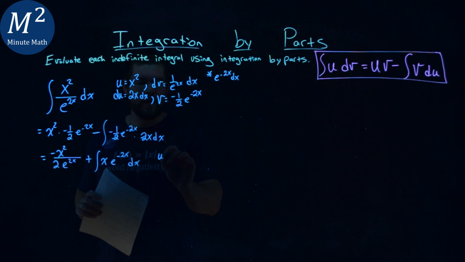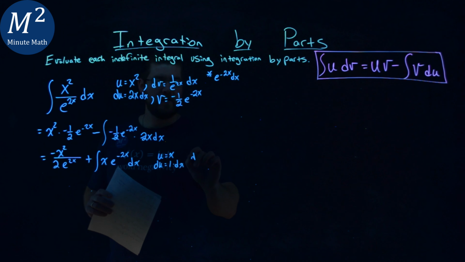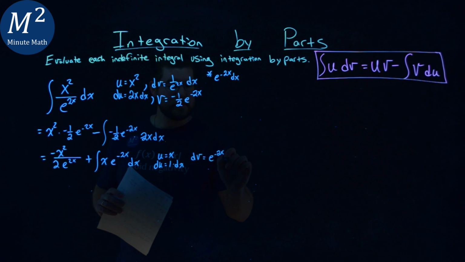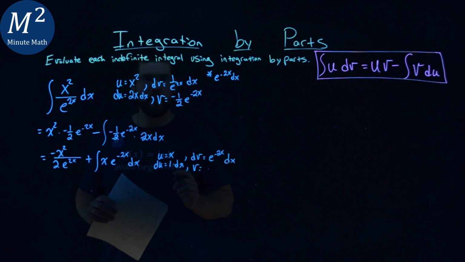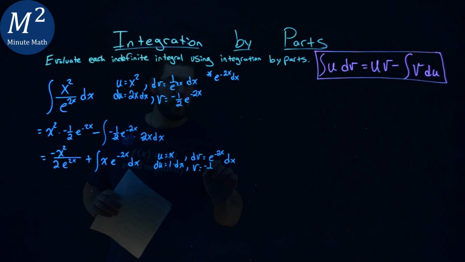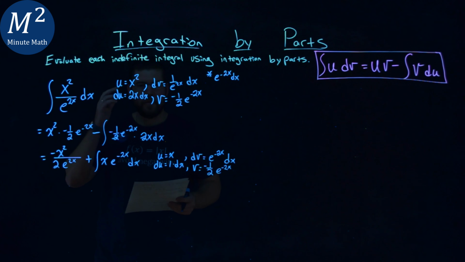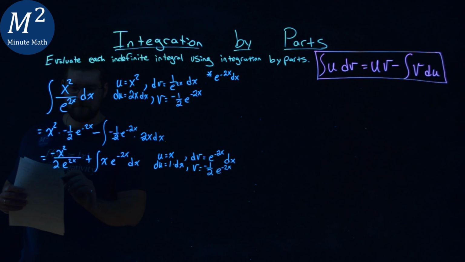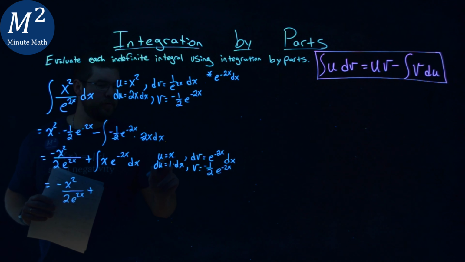So let's go set our u value to be an x here, and that makes our du value to be 1 times a dx. Pretty easy. Our dv value, the second part, again, is e to the negative 2x power dx. And that makes our v value something we've already found. It's the same thing, right? Negative 1 over 2, e to the negative 2x power. So from here, we need to do integration by parts again. So we have a negative x squared over 2 e to the 2x power. And we're going to use our formula again.